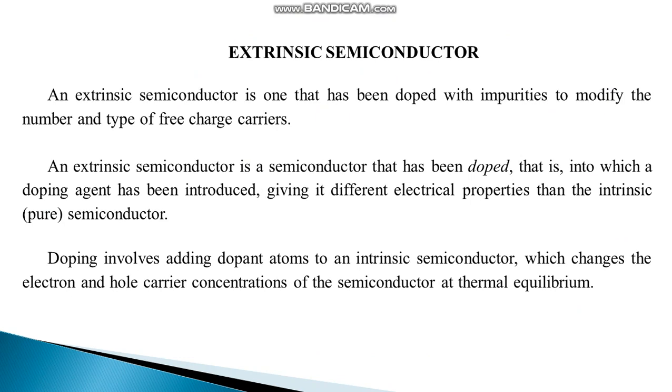Next one, extrinsic semiconductor. An extrinsic semiconductor is one that has been doped with impurities to modify the number and type of the free charge carriers. An extrinsic semiconductor is a semiconductor that has been doped, that is, into which a doping agent has been introduced, giving it different electrical properties than the intrinsic semiconductor. Doping involves adding dopant atoms to an intrinsic semiconductor, which changes the electron and hole carrier concentration of the semiconductor at thermal equilibrium.